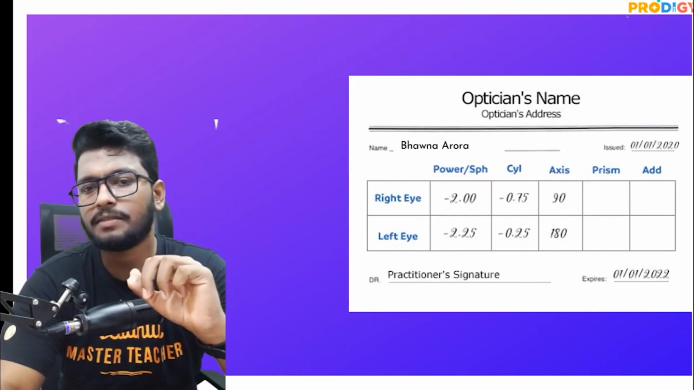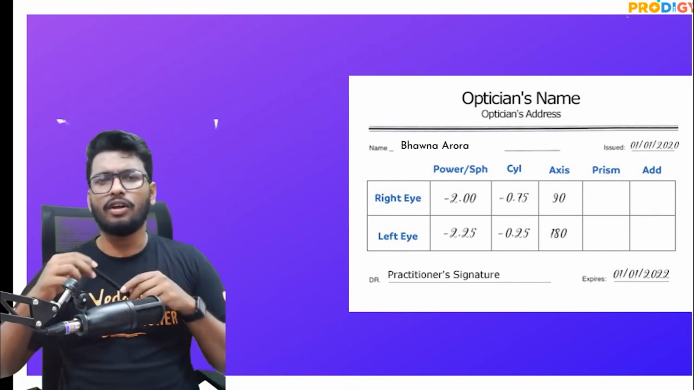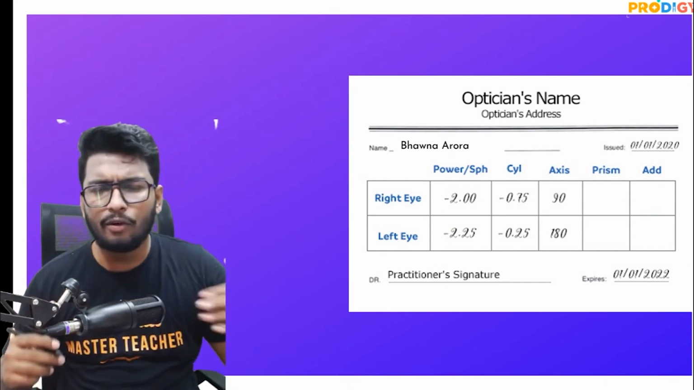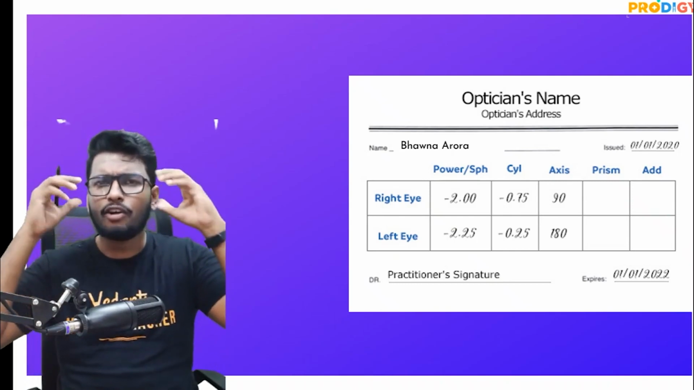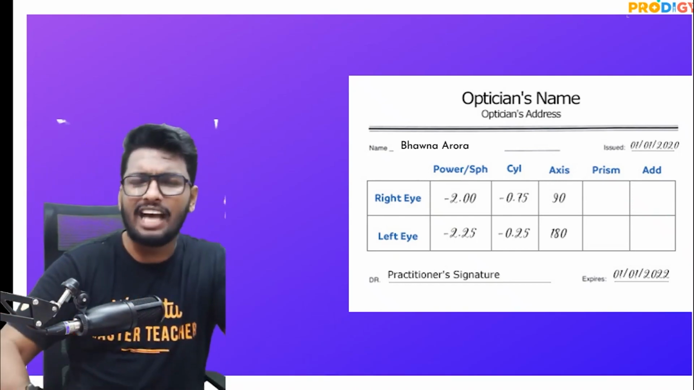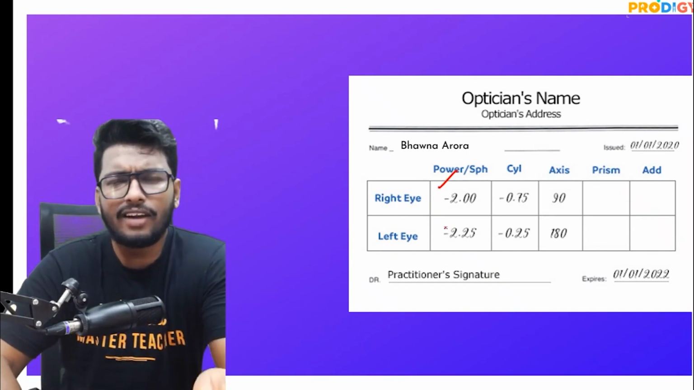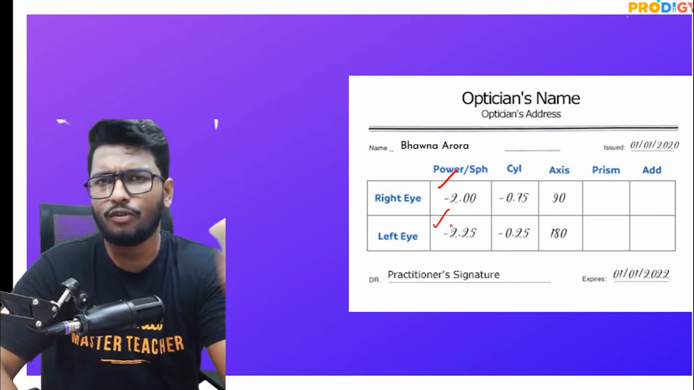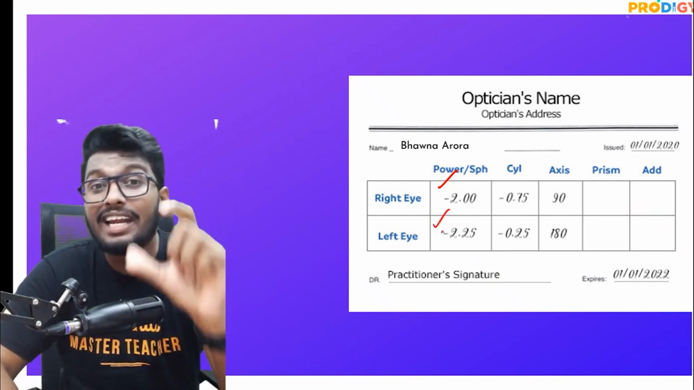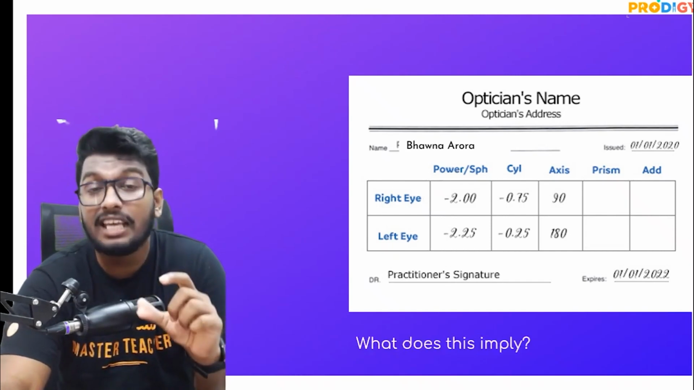Now, here's what happens. If you go to an optician, they would probably check the power of your eyes. So they'll check both your right and your left eyes. For example, for Bhavna ma'am, the right eye has a power of -2 and the left eye has a power of -2.25. What does this value indicate? This value indicates the power of the lens.